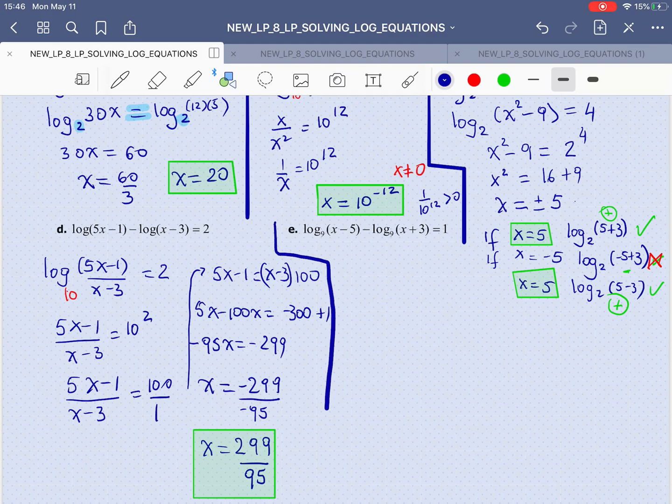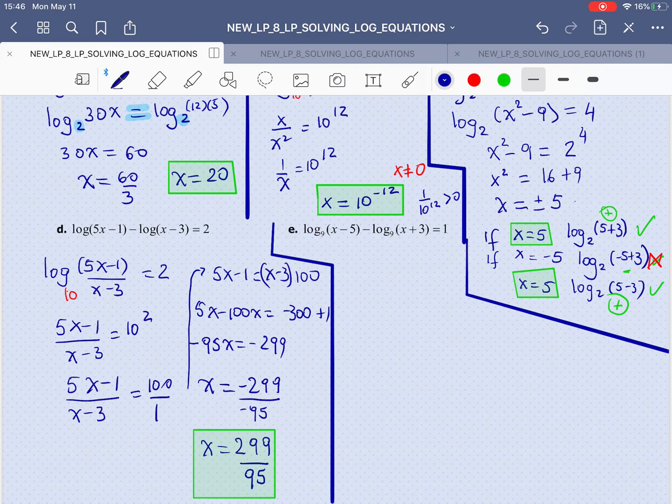All right, moving on to our last practice question. All right, so the next question is log base 9 of x minus 5 minus log base 9 of x plus 3 equals 1. So we have a similar situation as in the last two questions, and we are going to combine the two log terms, leave the constant on the other side.